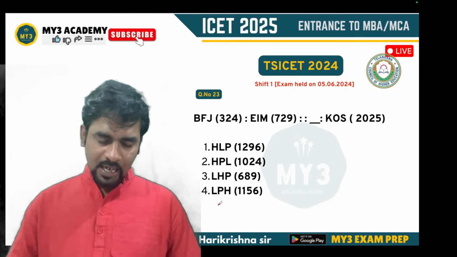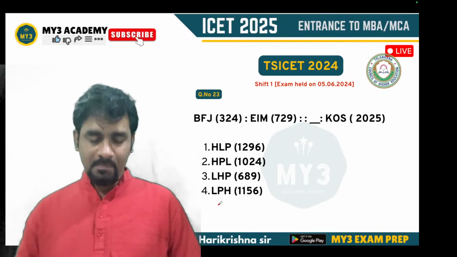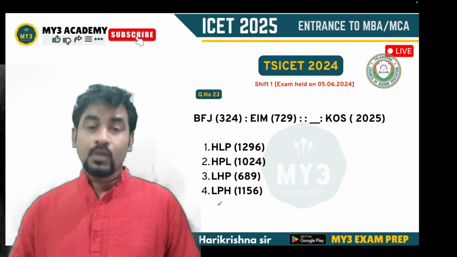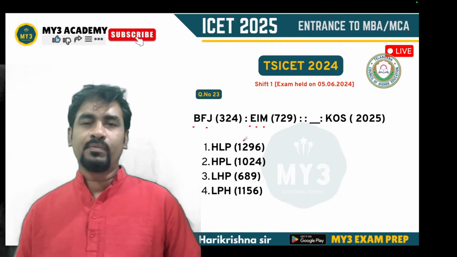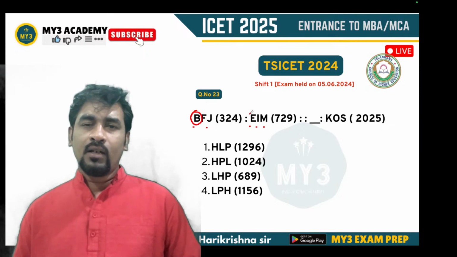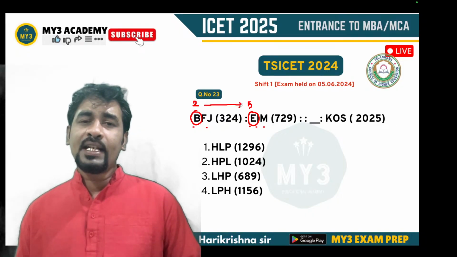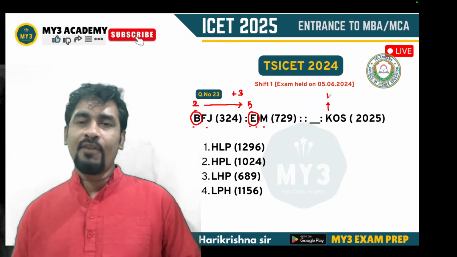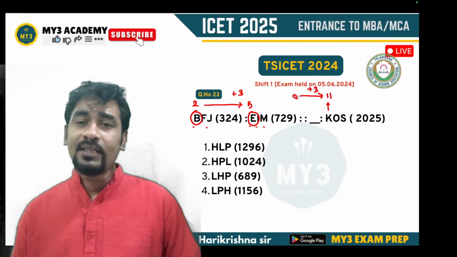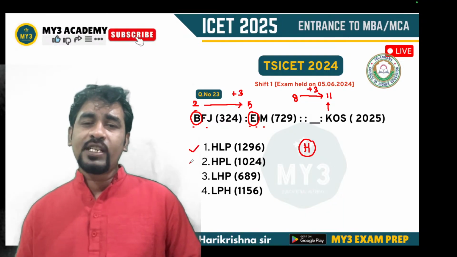Good response. Muhammad, Lakshmi, Sushma, Loknath, Deepika, Kasim. What is the answer for this? So B, F, J is E, I, M. So the first letter is B, the next letter is E. So B is the second alphabet, E is the fifth alphabet. What is the increase here? 2 plus 3 is 5. We don't know what this is, but we know this is 11. So something plus 3 is 11. What is that something? That something should be 8, because 8 plus 3 is 11. What is the 8th alphabet? The 8th alphabet is H. Look at the options which start with H.